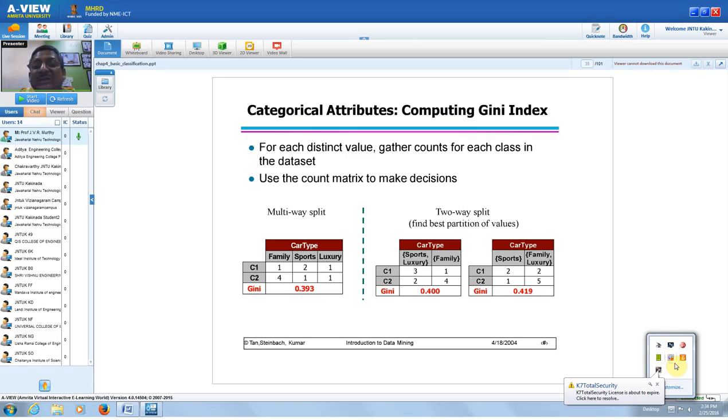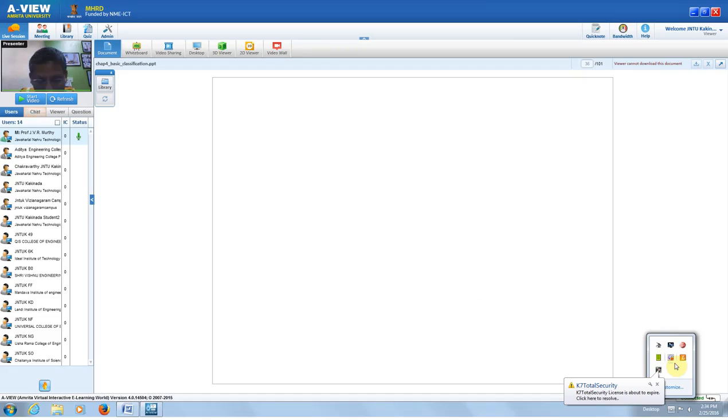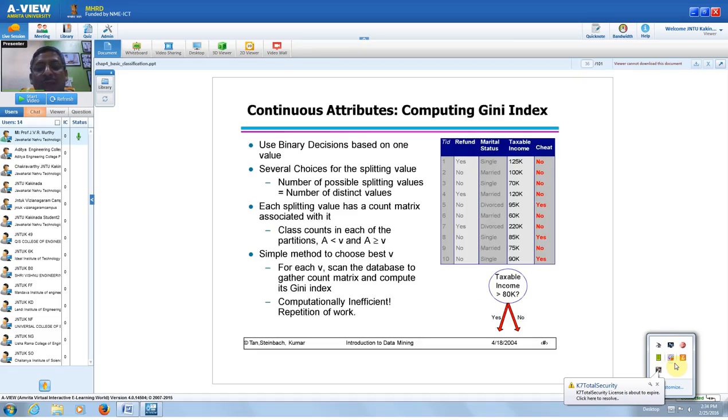Concept. Please listen to this. This is one more important concept. You have to remember well. We use binary decision based on values, right?